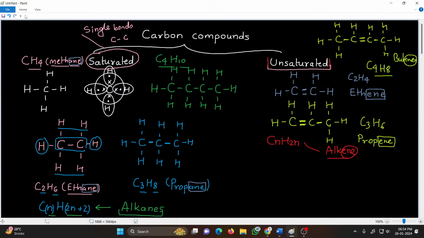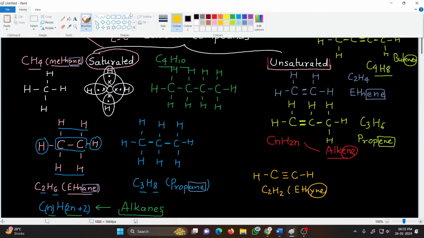The other way is triple bond. That means 2 carbon atoms can even share a triple bond between them like this. So if there is a triple bond between 2 carbon atoms, that means they are sharing 3 pairs of electrons. That means only 1 valency is unfulfilled, which can be fulfilled by hydrogen, and such a type of compound is formed. This is C2H2, and the name of this compound is ethyne, ETH, and the last three letters are YNE. So this is ethyne.